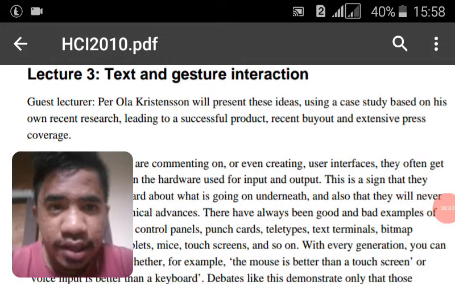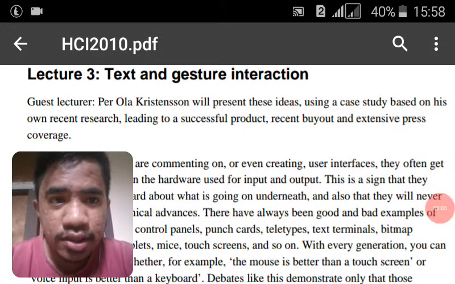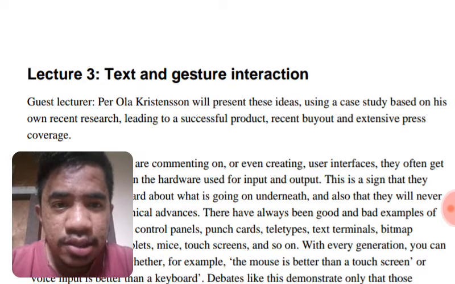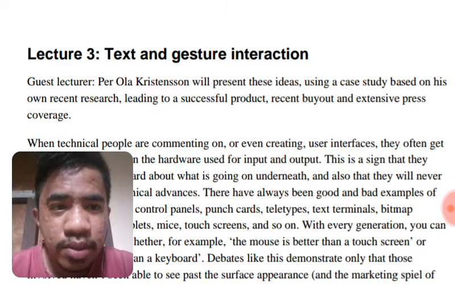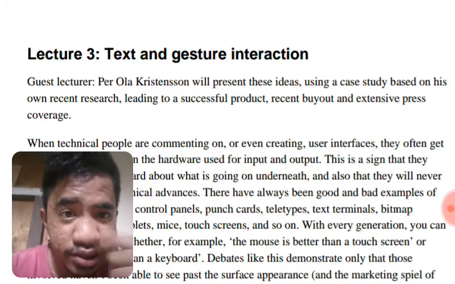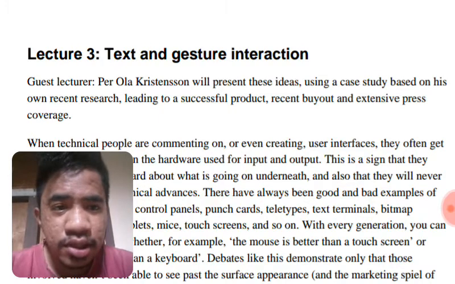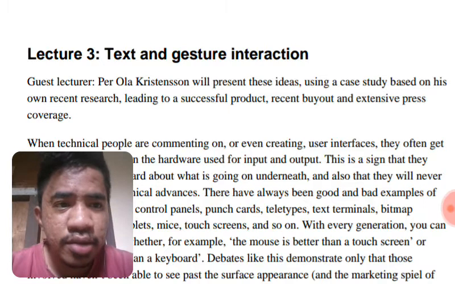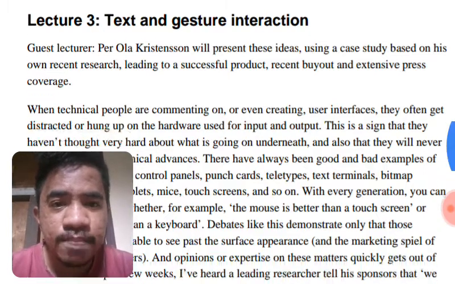Lecture 3: Text and Gesture Interaction. Guest lecturer Per Olaf Christensen will present this idea using a case study based on his own recent research, leading to a successful product, recent buyout, and extensive press coverage.